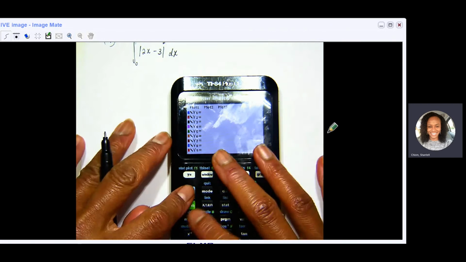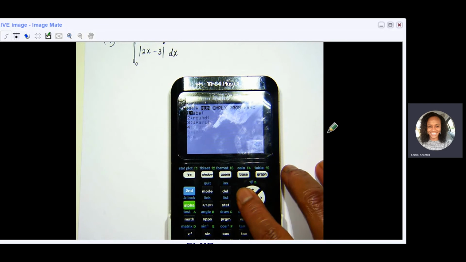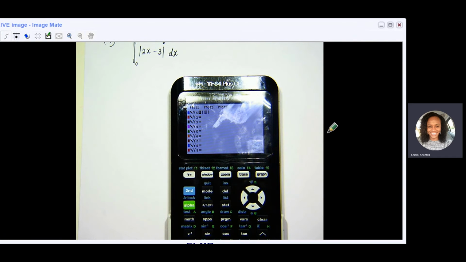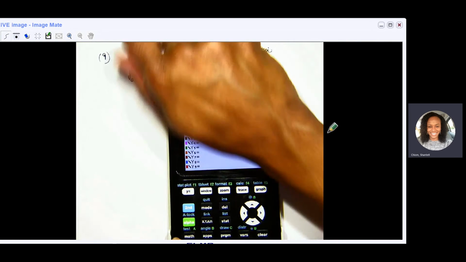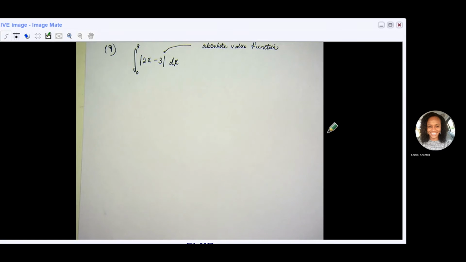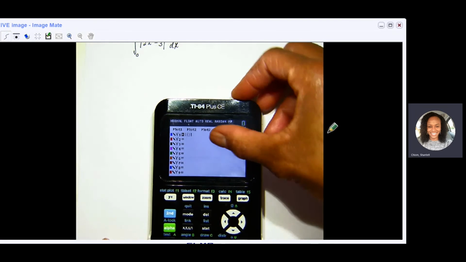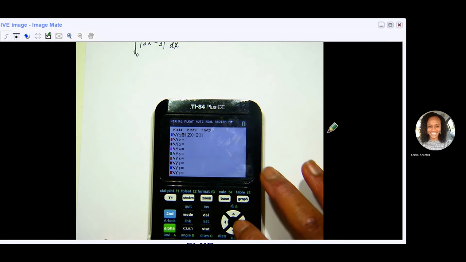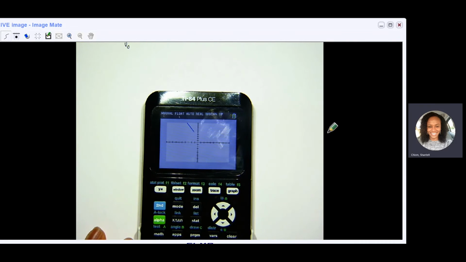For absolute value, we're going to press math. We're going to go over here. There it is right there under NUM. Absolute value with the parentheses, ABS, that represents absolute value. So we brought in the absolute value symbols in y equals. I'm going to type in 2x minus 3, hit graph, and it's going to give us a V, okay, as you can see here.